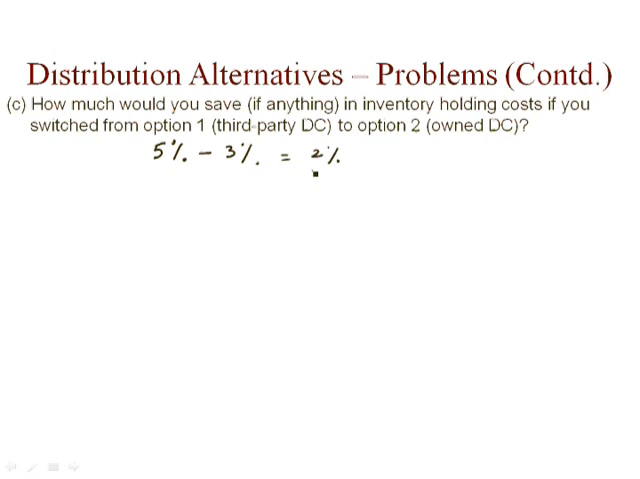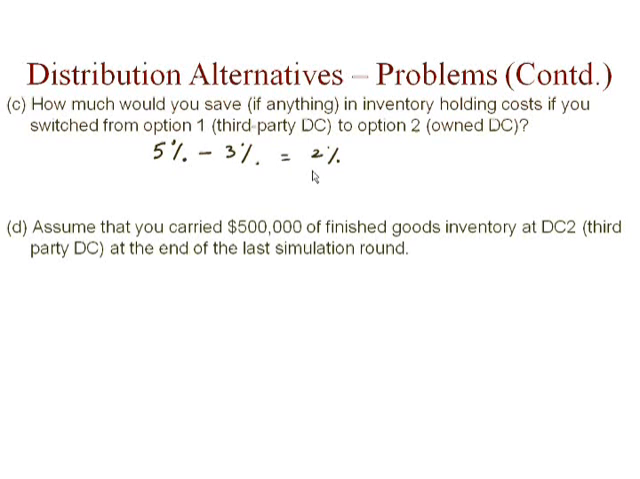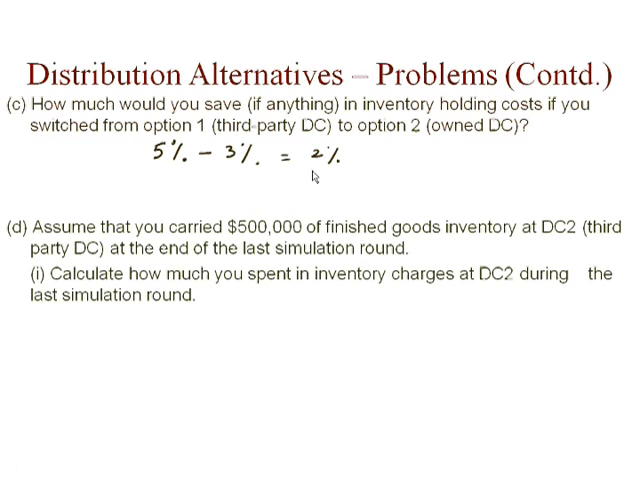Okay. Next, assume that you carried $500,000 of finished goods inventory at DC2, which is a third-party DC at this time, at the end of the last simulation round. Calculate how much you spent in inventory charges at DC2 during the last simulation round.